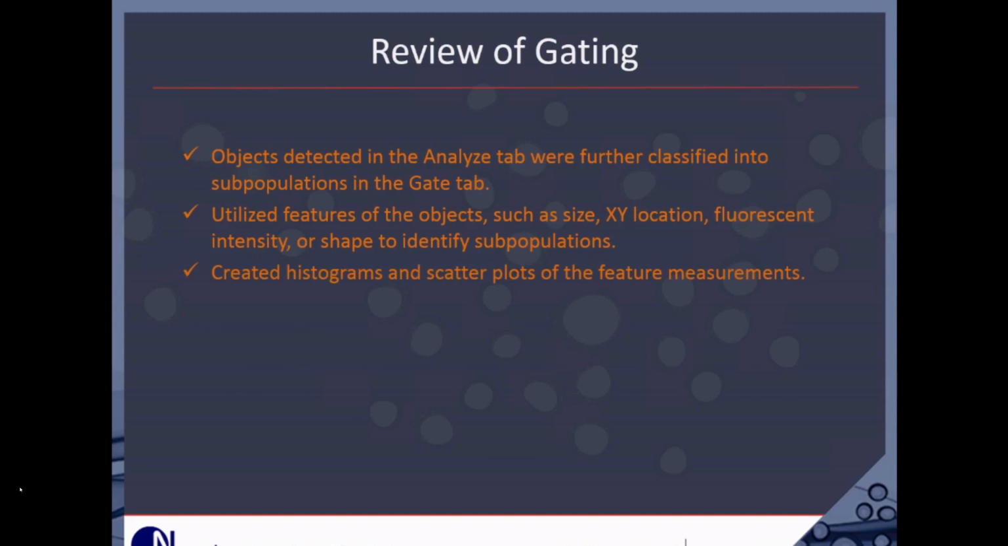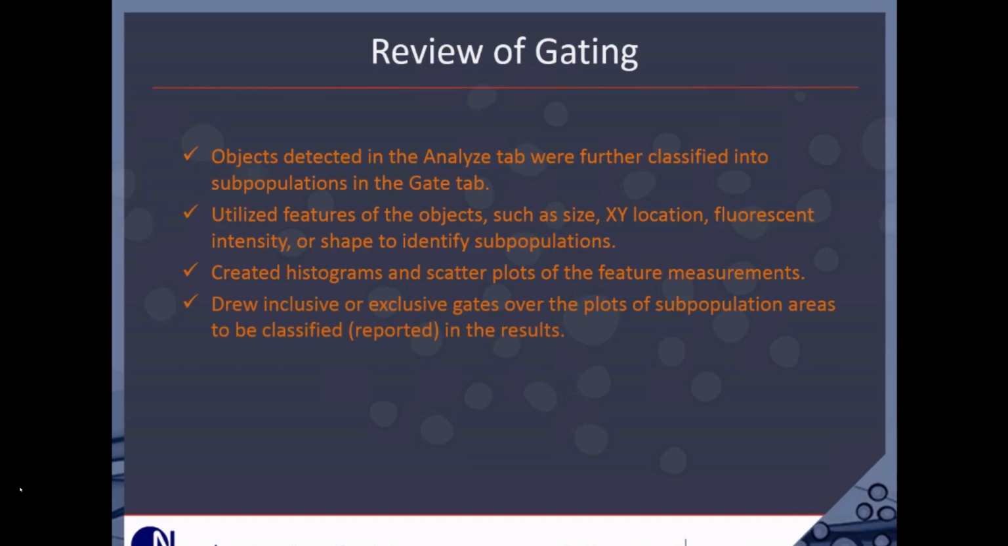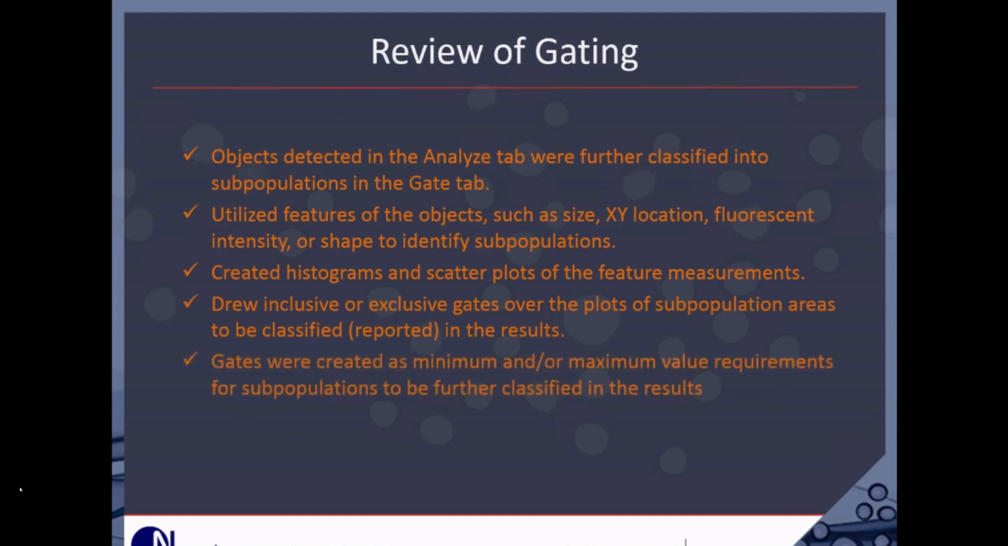I've shown you how to create histograms and scatter plots, and I showed you how to move the graphs with your mouse buttons and drawing gates over these subpopulations using the left and the scroll button. And then you can create minimum, maximum values, and you can adjust the scales of your graphs. Also creating how to name your subpopulations with the little customizable icon.